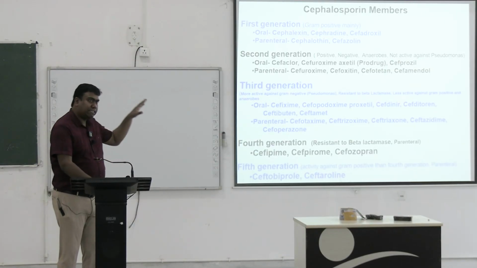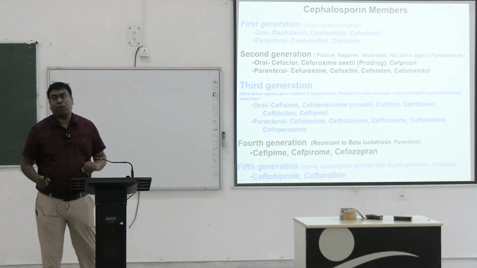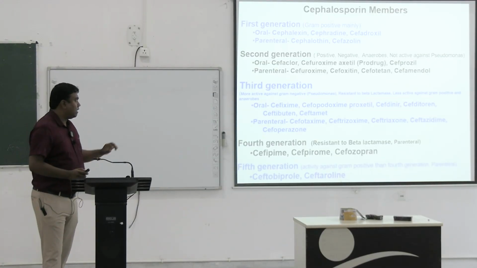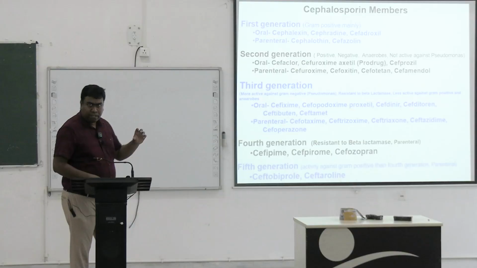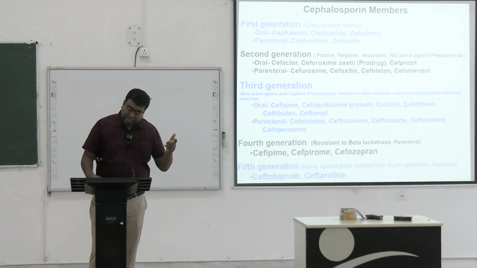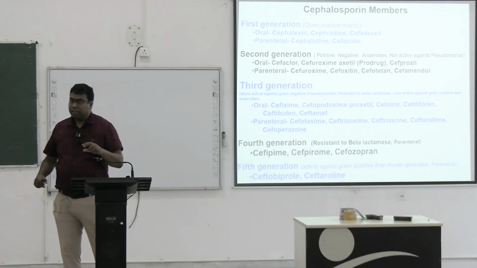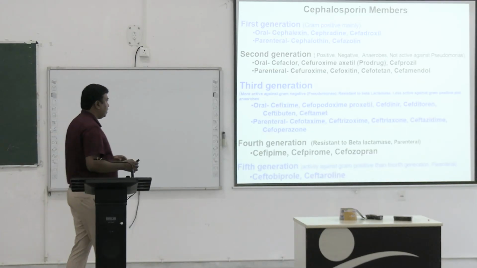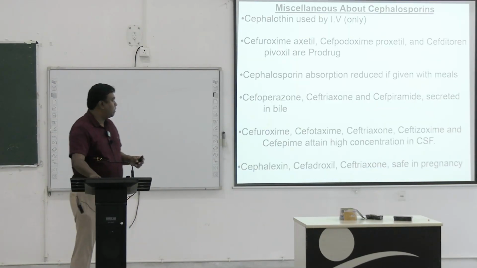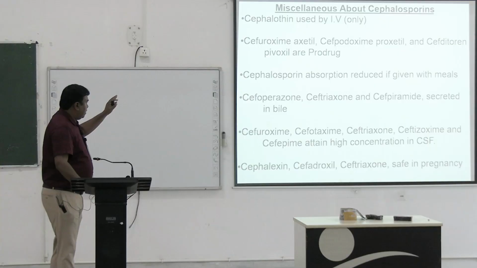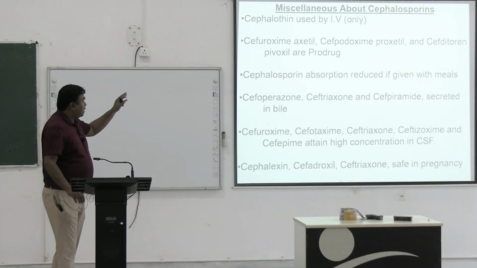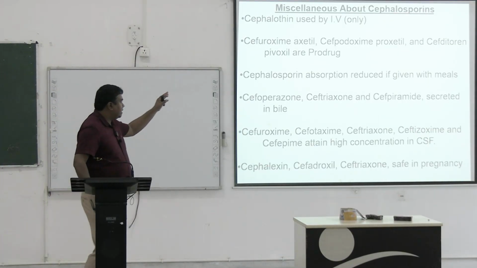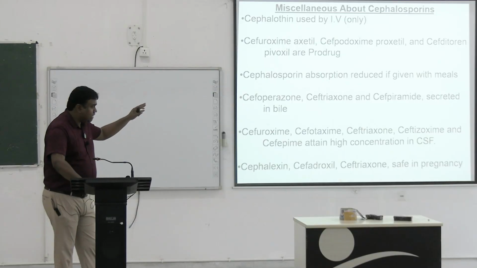Cefazolin is the first generation parenteral given for surgical prophylaxis. Now axetil and proxetil both are orally given. A comes before P. A is second generation, P is third generation, given orally, prodrug. You have to remember cefazolin given IV, axetil, proxetil already discussed, these are prodrugs.